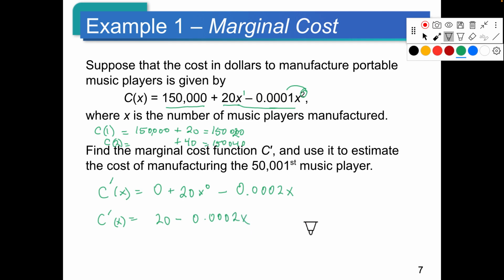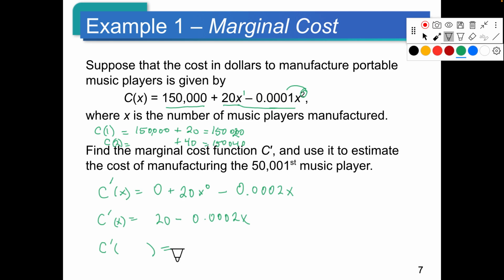Okay. So now what do we do to figure out the marginal cost to manufacture, or find the marginal cost function and use it to estimate the cost of manufacturing the 50,001st? All right, so we've already made 50,000 and they said, oh, go make another one. So how do we do that? We use the derivative, but what number do we use? What's our input?